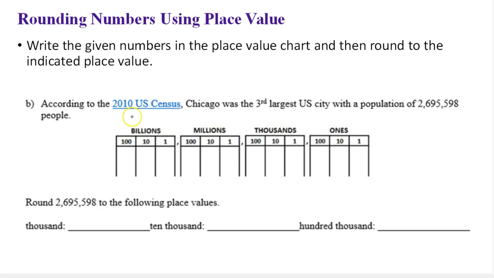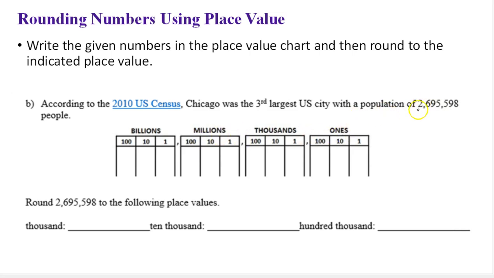According to the 2010 U.S. Census, Chicago was the third largest U.S. city with a population of 2,695,598 people. So let's put that in this chart. Notice we have three groupings. There's two commas. Okay, so we're going to use three groupings here.